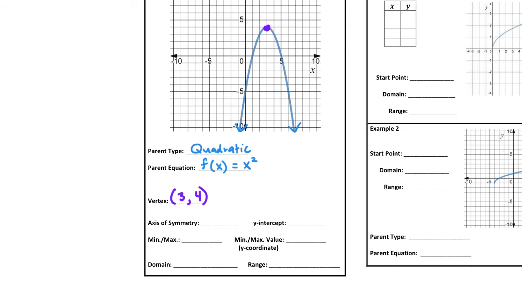The axis of symmetry is this line right here that divides the graph in half, right? This is the axis of symmetry. What is the value of it? At which x value does it happen? It looks like it's 1, 2, 3, at x equals 3.